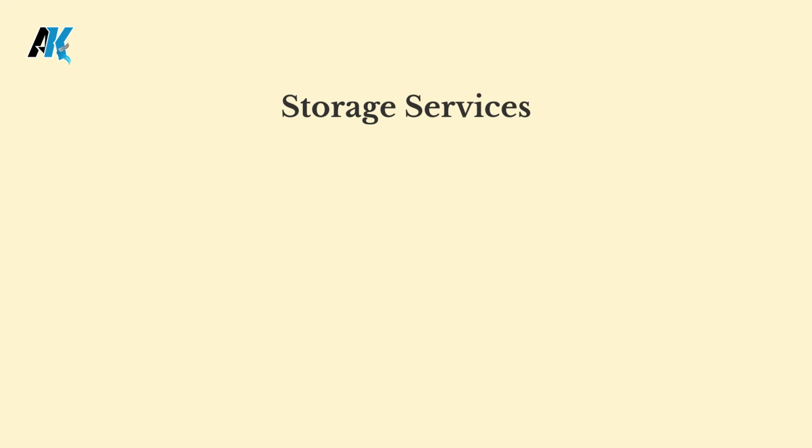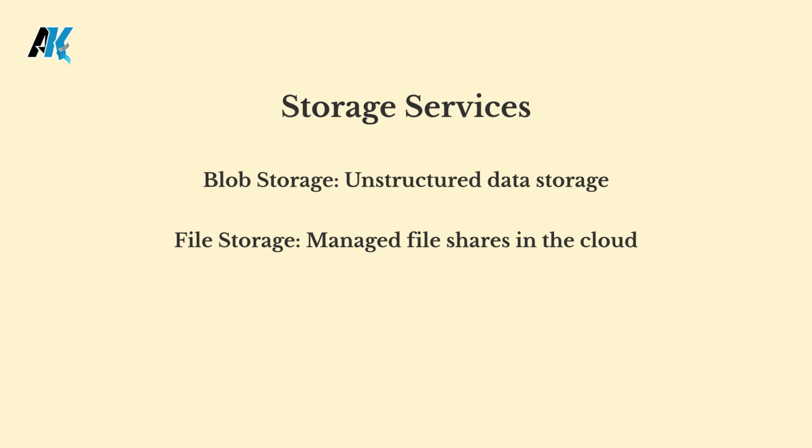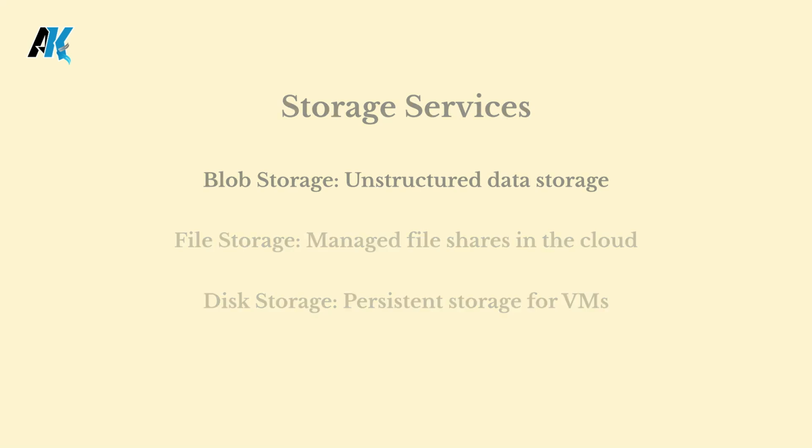In Azure Storage, we covered several core services. Blob storage is used for unstructured data, such as images and videos. File storage provides managed SMB file shares, while disk storage is designed for persistent storage to be used with virtual machines. These storage options offer scalability and redundancy to ensure your data is protected and available.